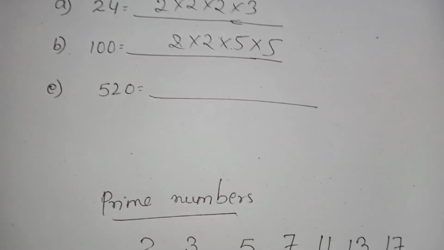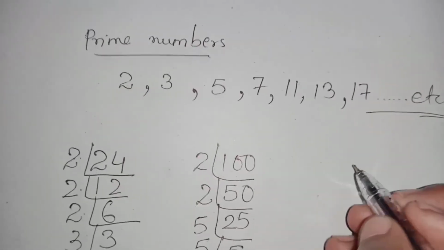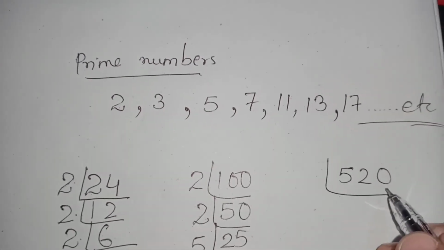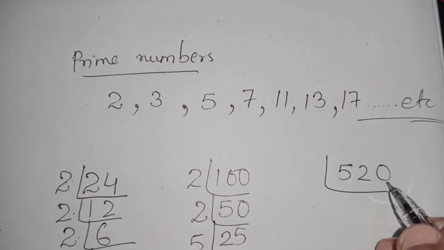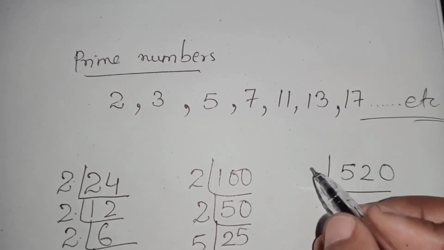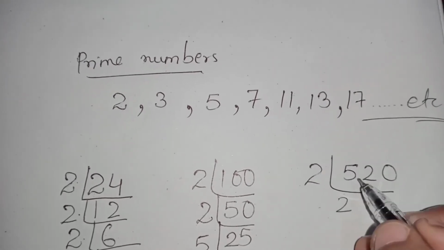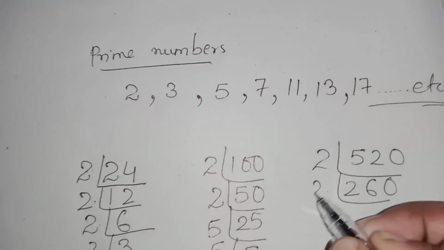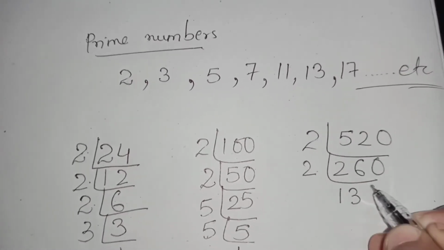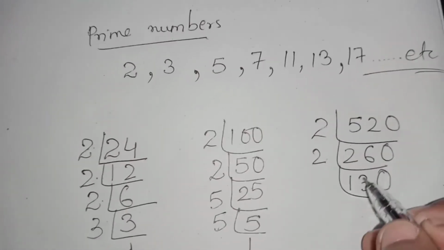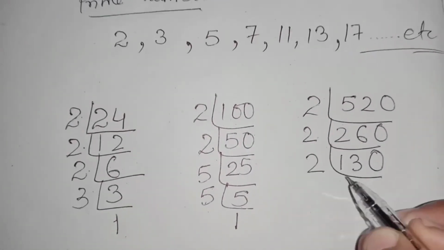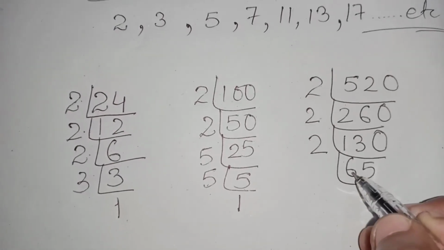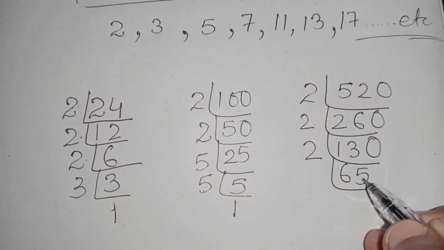Now last question. 520. So you see 0 is there at last. That means this is divisible by 2. This is an even number, 520. Okay. So 2 twos are 4. 1 carry. 2 sixes are 12. Okay. 2 zeros are 0. 2 ones are 2. 2 threes are 6. 0. Okay. Again it is divisible by 2. 2 sixes are 12. 1 carry. 2 fives are 10. Now 65 is not an even number. It is not divisible by 2.